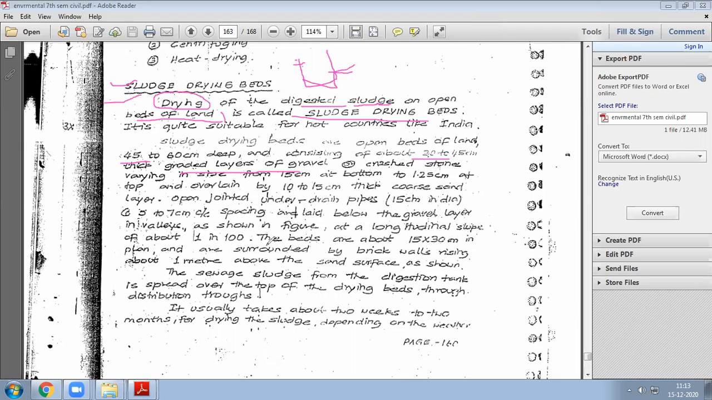Spacing and all they will give. The beds are about 15 to 30 centimeter in plan and are surrounded by brick walls rising about 1 meter above the sand surface as shown. The sewage sludge from the digestion tank is spread on top of the drying beds through a distribution system. It usually takes 2 weeks or 2 months for drying the sludge depending upon the weather.